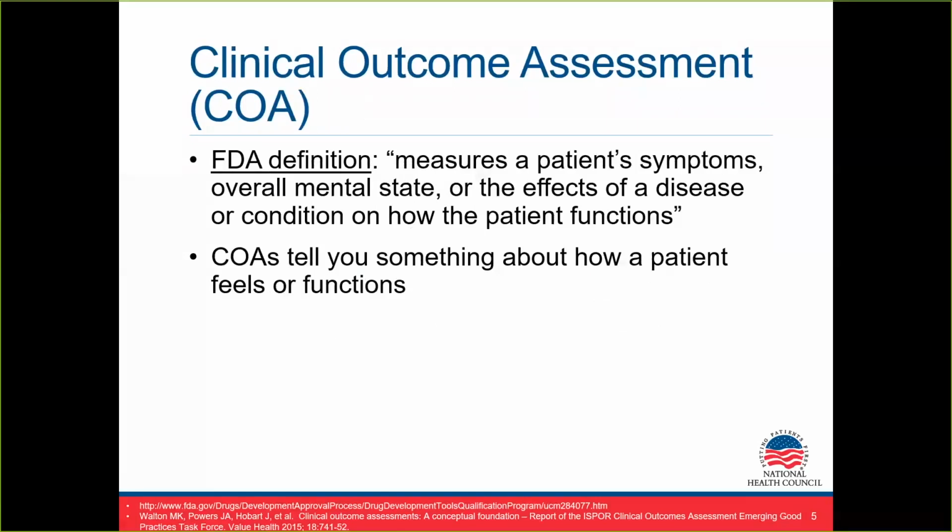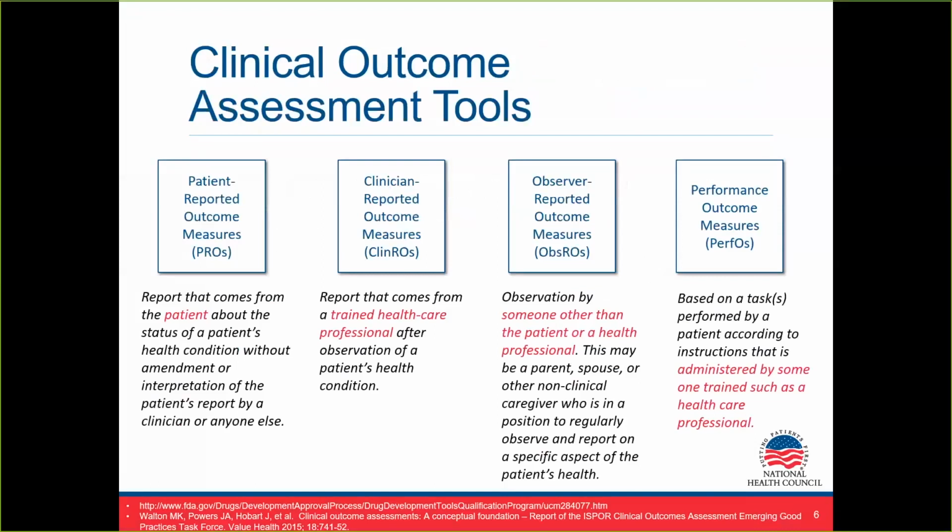Next slide, please. Here we can see the 4 different tools that fall under the COA, or clinical outcome assessment, umbrella. Perhaps the most well-known is the patient-reported outcome measure, or PRO. And these are reports that come from the patient about the status of a patient's health condition without amendment or interpretation of the patient's report by a clinician or anyone else.